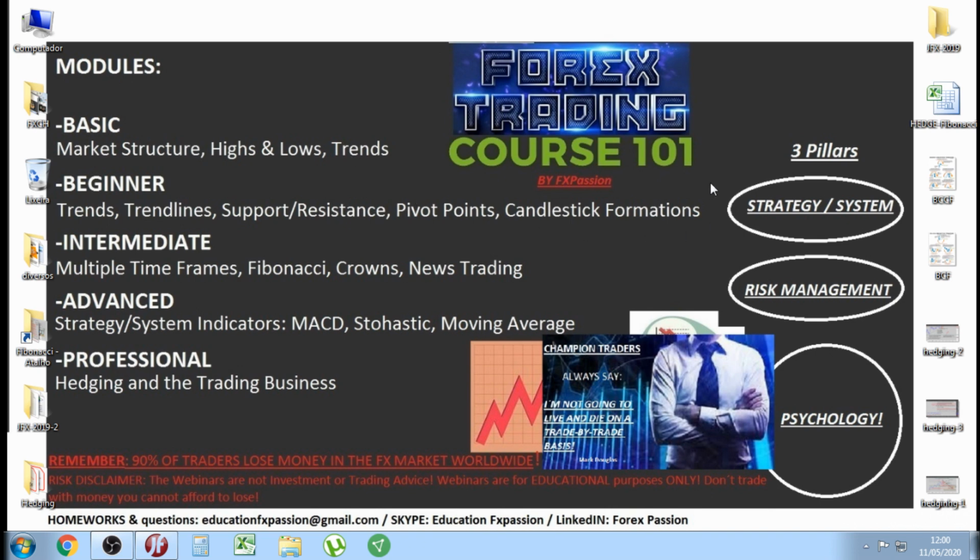And remember the 3 pillars. We're trying to build a strategy and or a system that we understand. We are trying to learn about risk management and how risk management works.